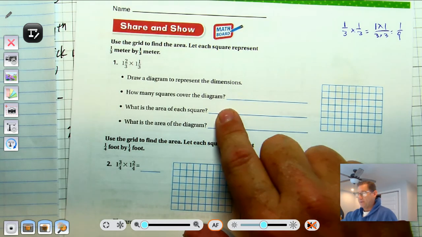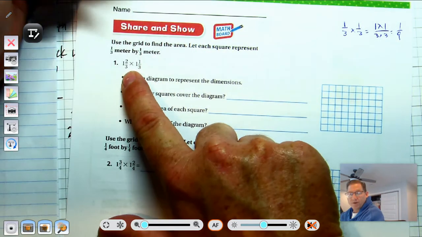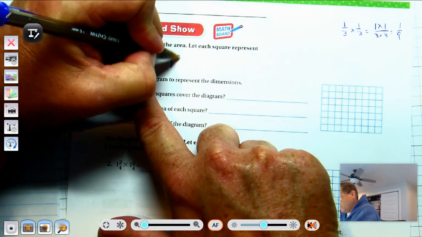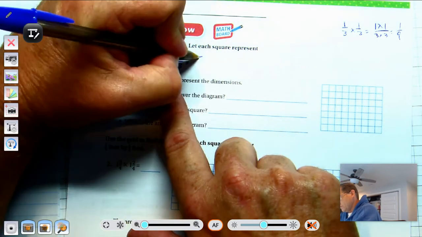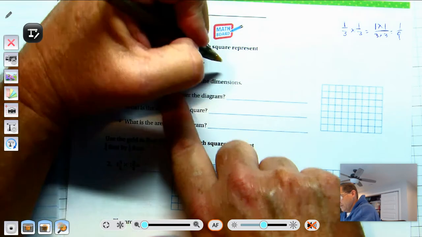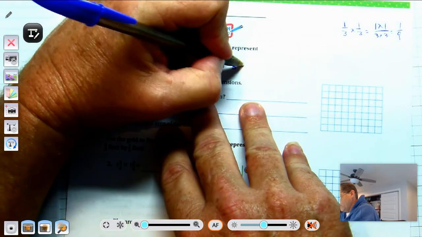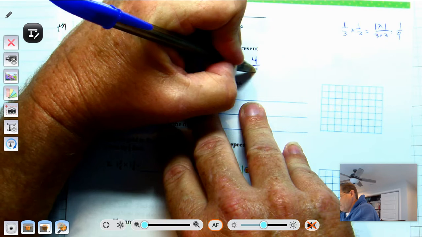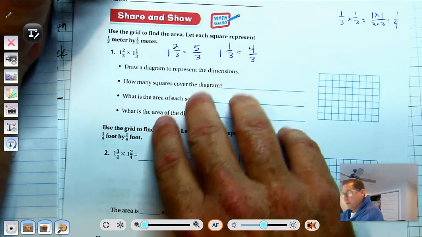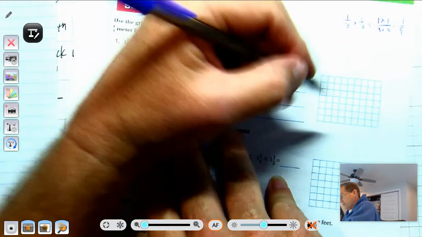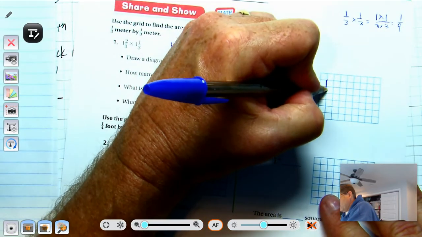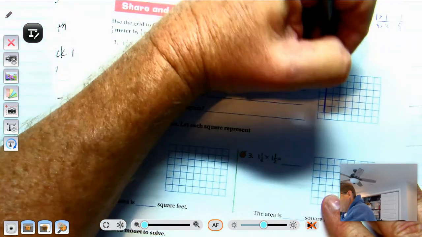How many squares cover the diagram? Well, how many 1/3s are in this one? 1 2/3 is the same as 3/3 plus 2/3, so 5/3, and 1 1/3 is the same as 4/3. So we have 5/3 times 4/3. So we can go down 5 and across 4.